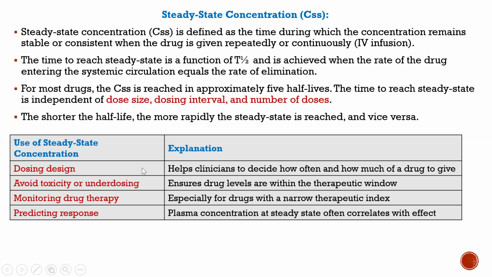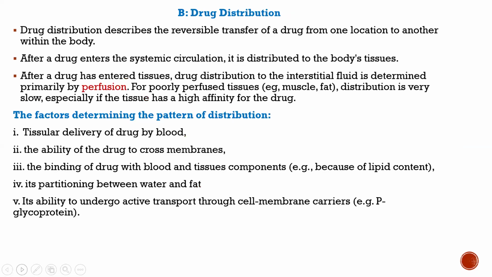So what's the benefit of knowing this steady state concentration? It helps in dosing design, helping the clinicians or the doctor to decide how often and how much of a drug to give. It also helps to avoid toxicity or underdosing, and ensures that the drug levels are within the therapeutic window. It also helps to monitor drug therapy, especially for drugs with a narrow therapeutic index, which are liable to cause toxicity. Then it also helps to predict response, since plasma concentration at steady state often correlates with effects.